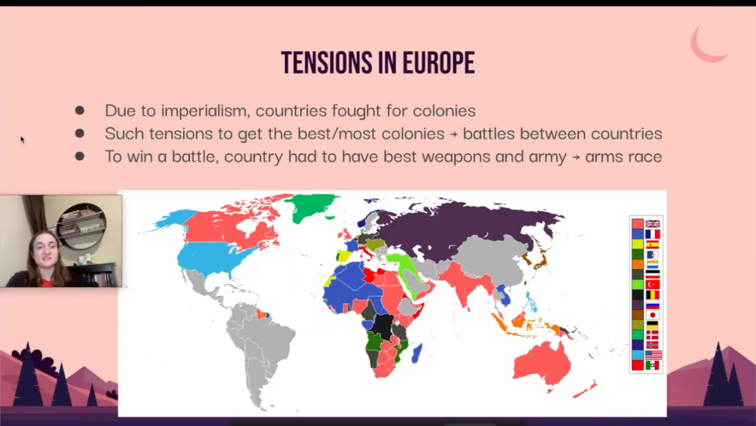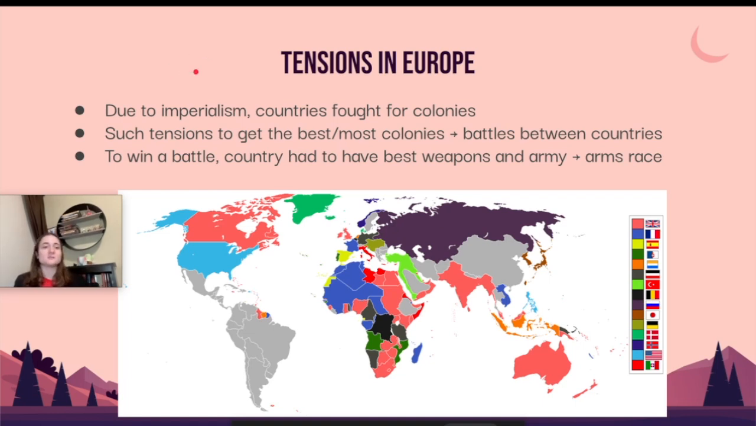So let's talk about some tensions in Europe. In Unit 13, we talked about imperialism. Due to imperialism, countries were fighting each other over colonies. The European countries wanted to get the best and the most colonies they possibly could, and that led to battles between countries. To win a battle, a country had to have the best weapons and the best army. And this leads to something called an arms race.